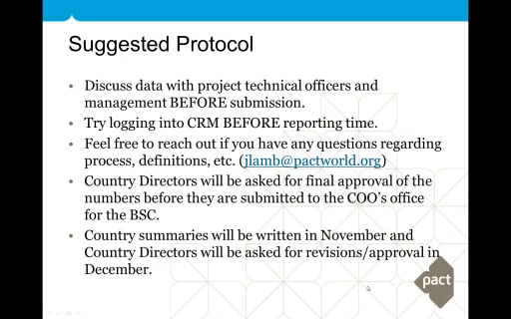For the actual report itself, not just the numbers, the country summaries are going to be written in November. And then the country directors will be asked for any revisions or approval in December. So again, everyone will have an opportunity to look at the numbers again, as well as the way that their country's work is being described in the actual report. And that's going to happen in November and December, before the report is finally published at the end of December.